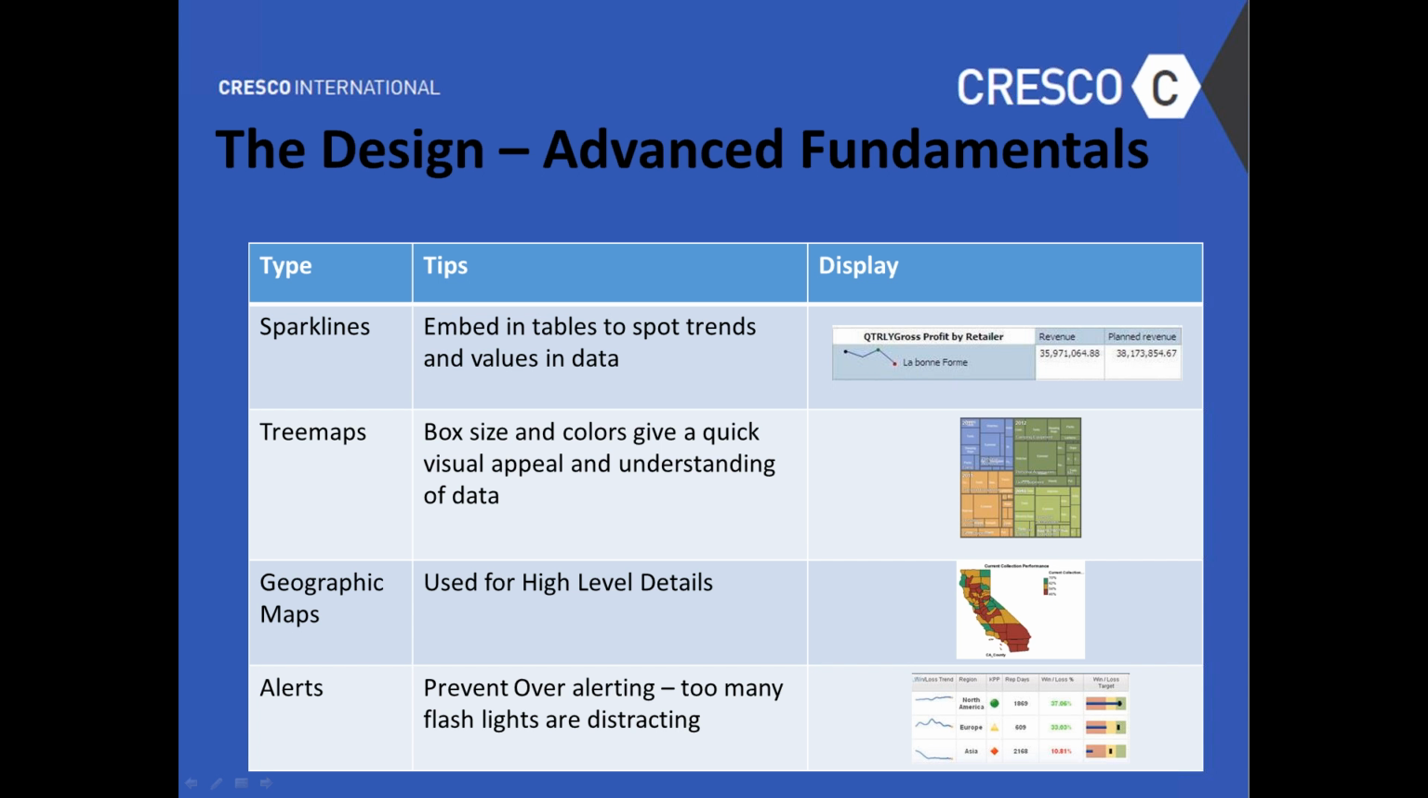Tree maps came about a few years back, but they're also gaining a lot of popularity. It's a very good way to quickly understand what's going on with your data. Also, geographical maps are very good for high-level details, and you can implement some drill-down capabilities, as well as alerts. Try to prevent over-alerting because too many flashlights are very distracting.